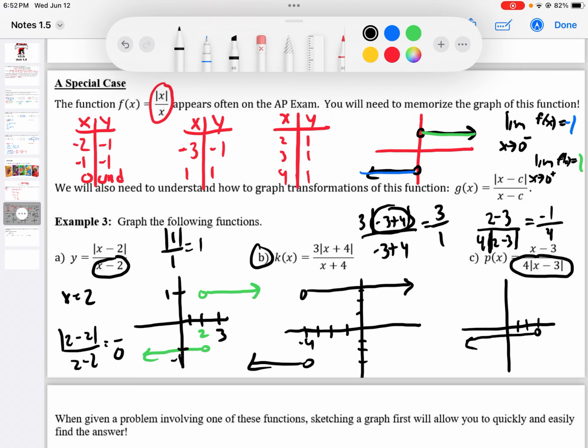So it looks like that, -1/4. And then the other one would be +1/4.